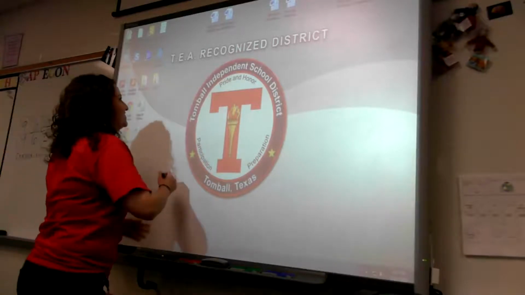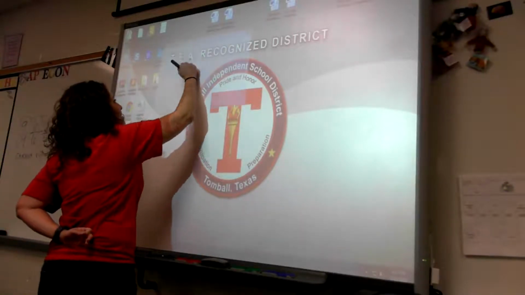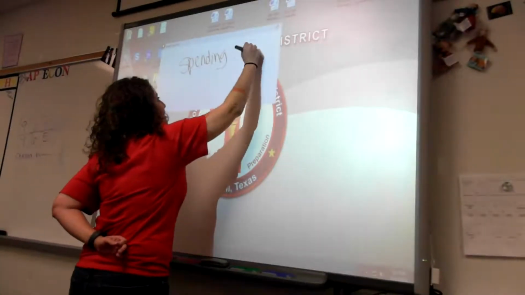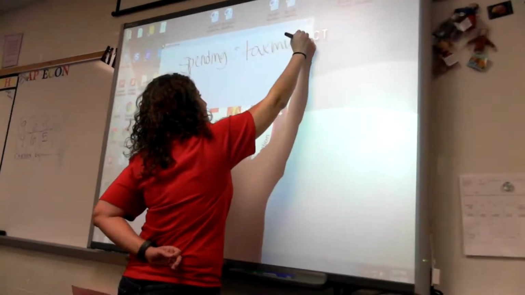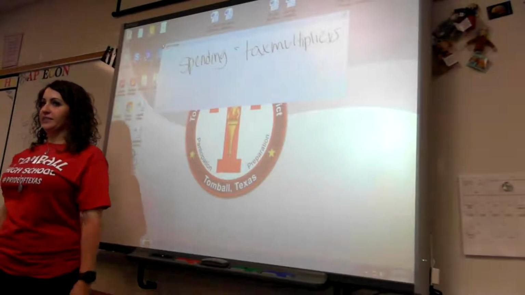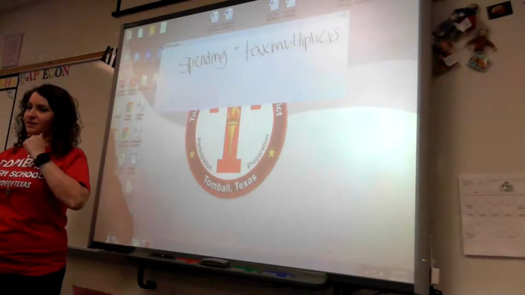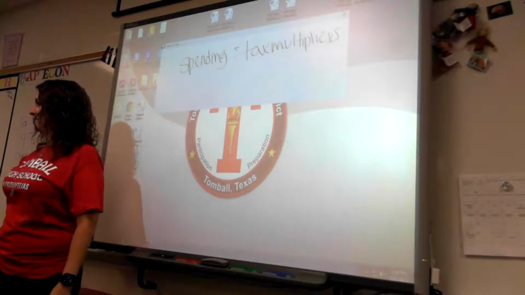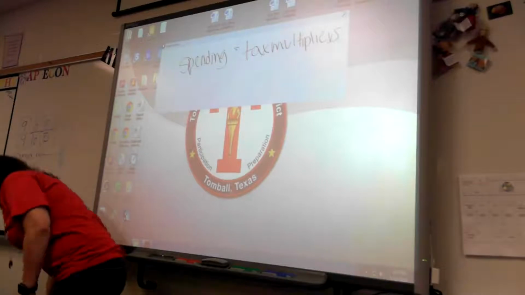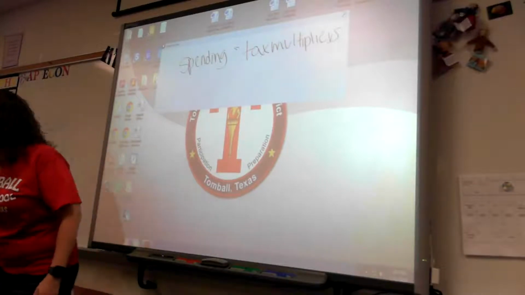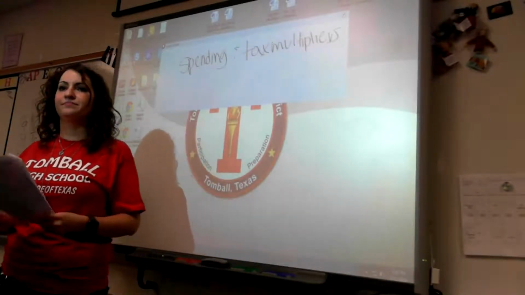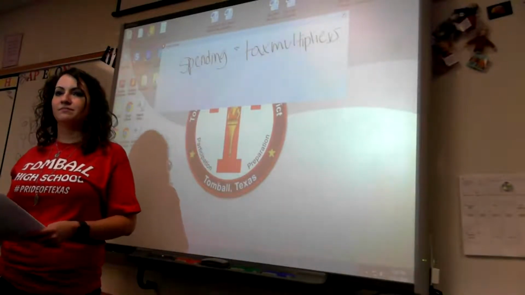Okay, let's talk about the spending and tax multipliers. Oh, fun. Yay. What is the multiplier of that? It's the same thing. That's what it says on the sheet. It's effect, not affect. Effect is a noun. Affect is a verb. Yes.